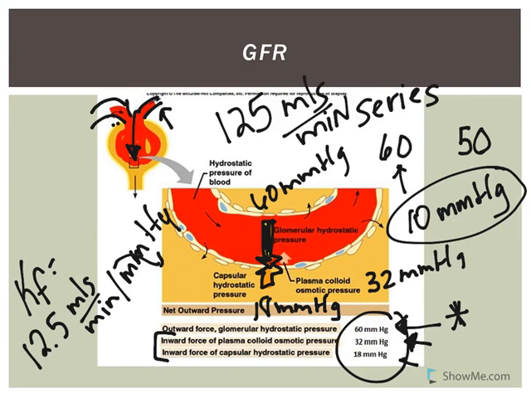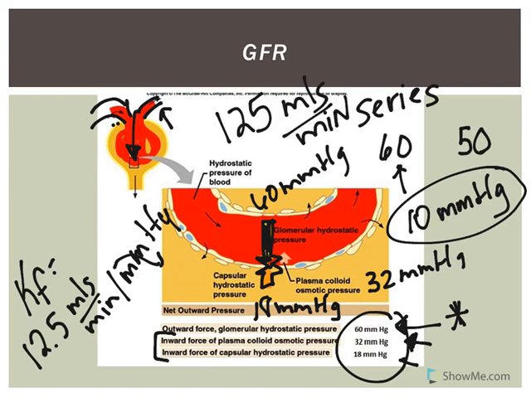Now, if someone actually does the math and you take into consideration there's 60 minutes in an hour, 24 hours in a day, you have 1,440 minutes in a day. You multiply that by GFR, you end up with 180 liters per day, and that's what I had mentioned to you previously. And so that's a pretty high amount.